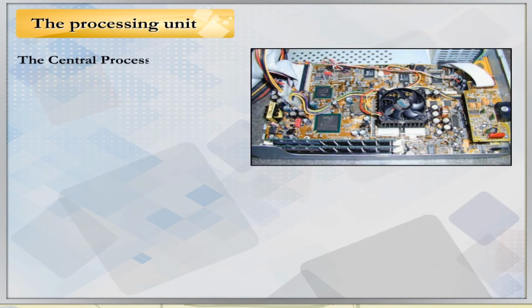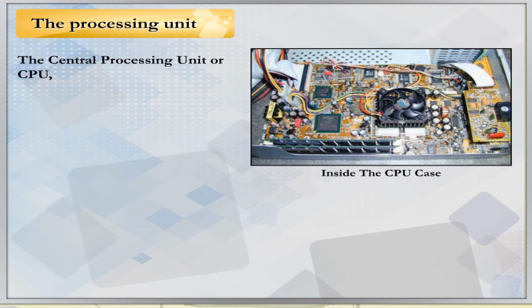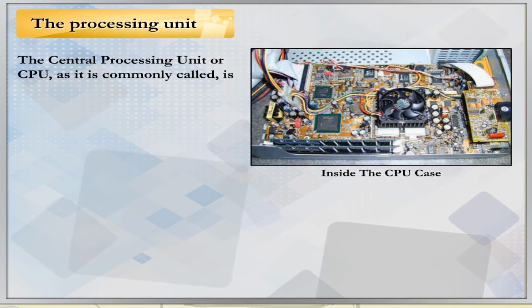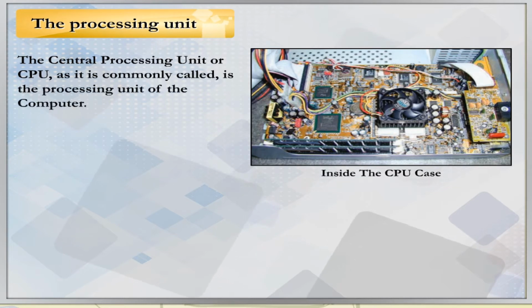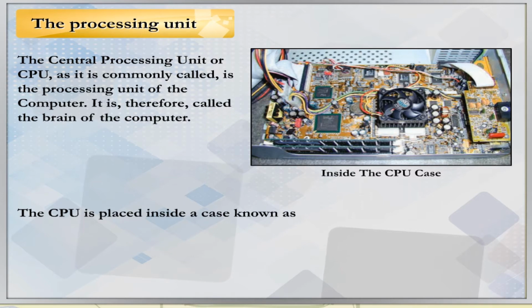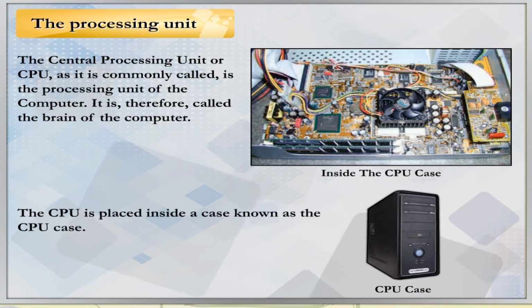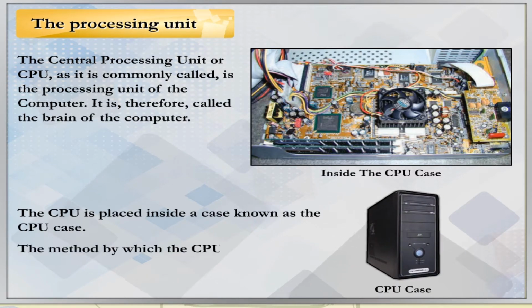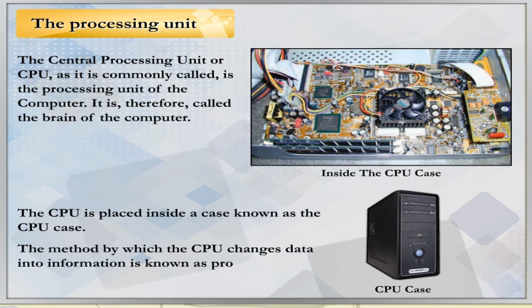The processing unit. The central processing unit, or CPU, as it is commonly called, is the processing unit of the computer. It is therefore called the brain of the computer. The CPU is placed inside a case known as the CPU case. The method by which the CPU changes data into information is known as processing.